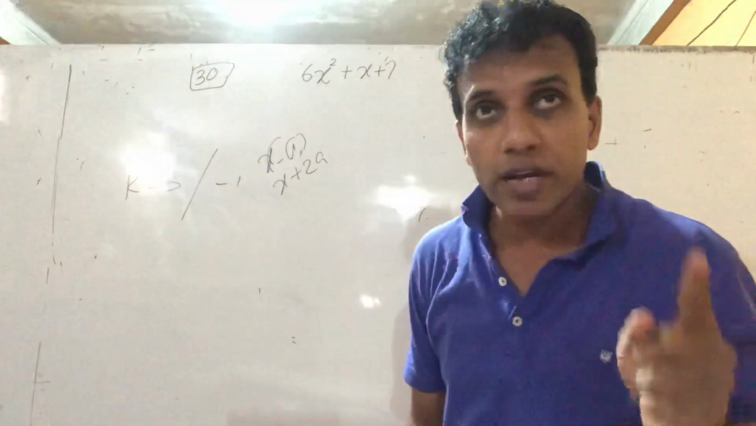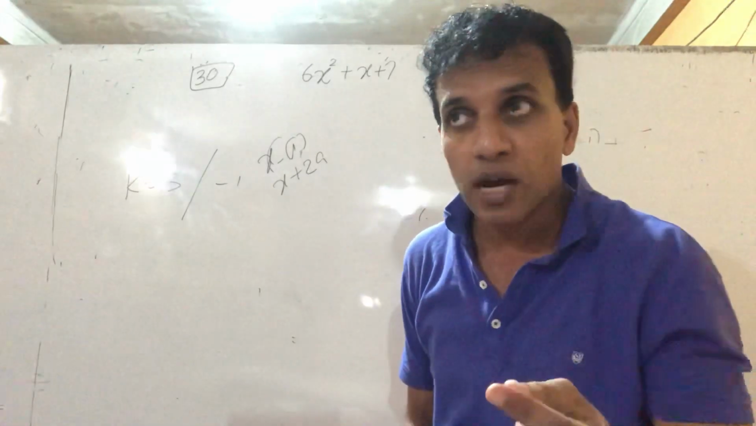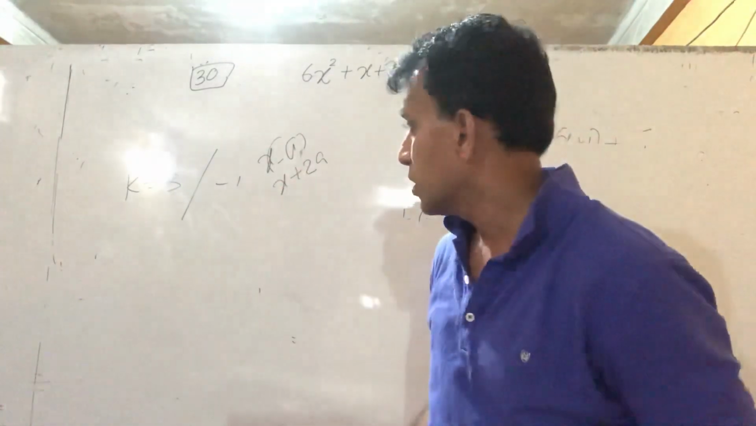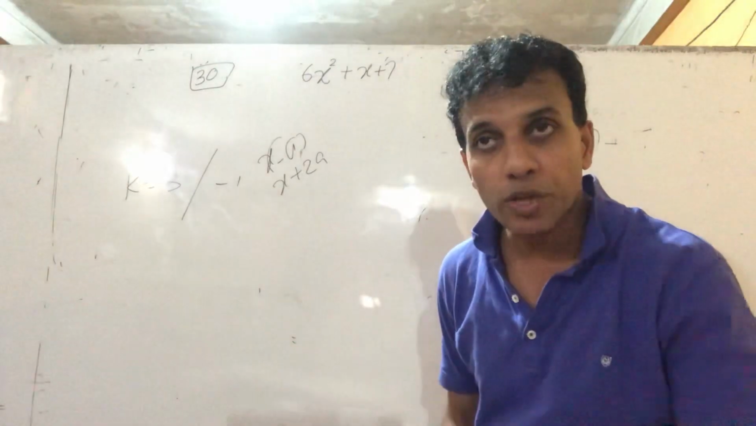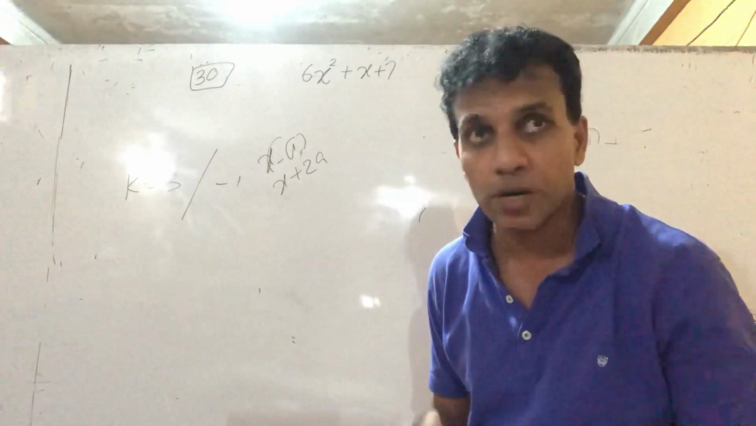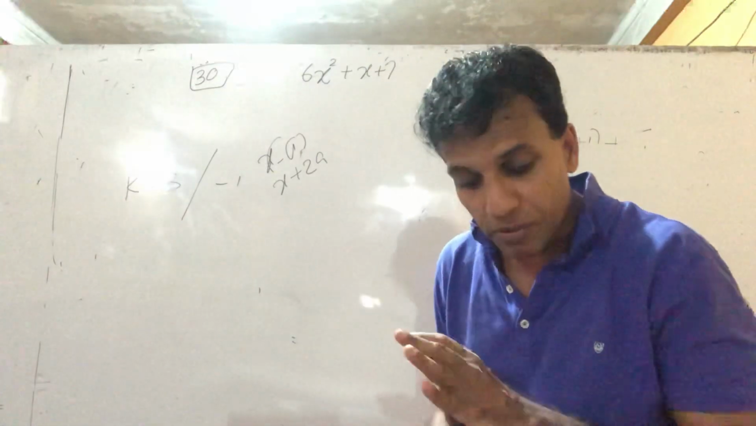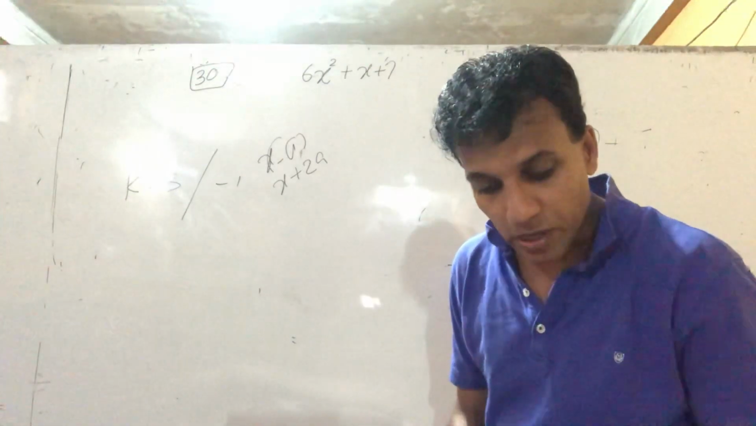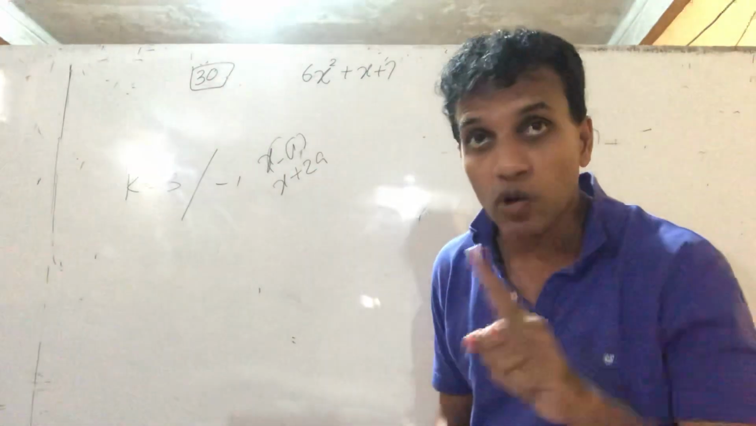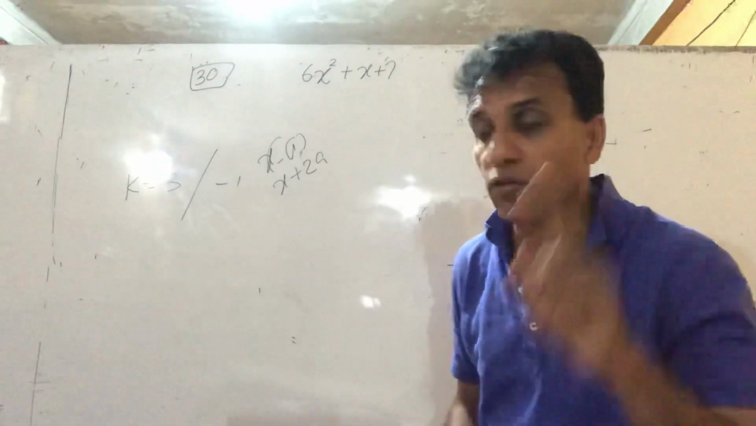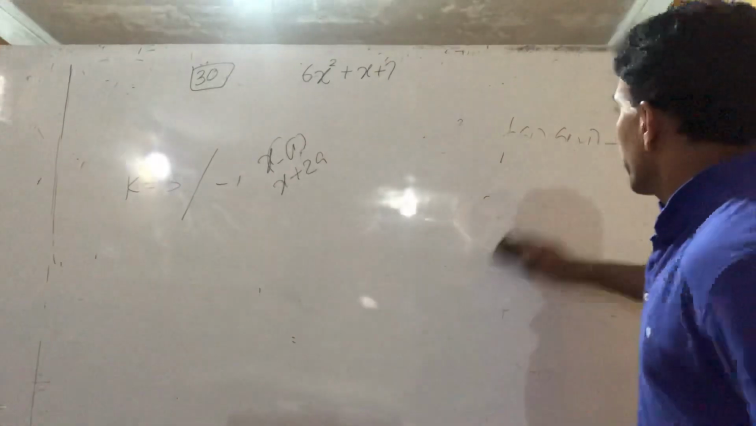On the first occasion, divided by x minus a, for example the remainder is 10. On the second occasion, divided by x plus 2a, the remainder is also 10. For example, both occasions the remainders are the same. Therefore, find the value of a. They say a is not equal to 0. Okay, see the method.